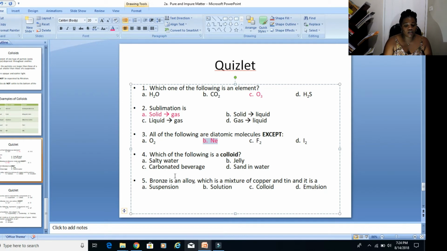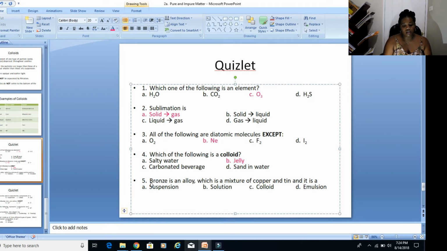Which of the following is a colloid? A, C, and D are all solutions. The only colloid here is jelly, which is a gel. And this is either you know it or you don't know it type of question. So you need to read up on that.